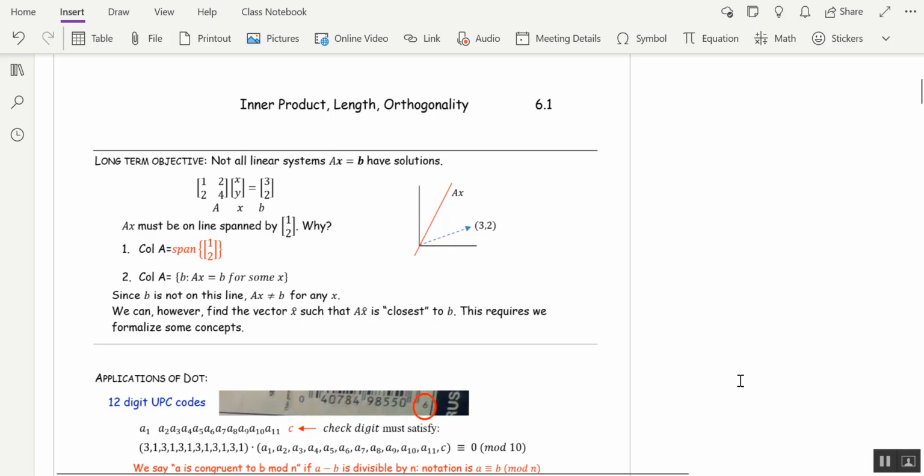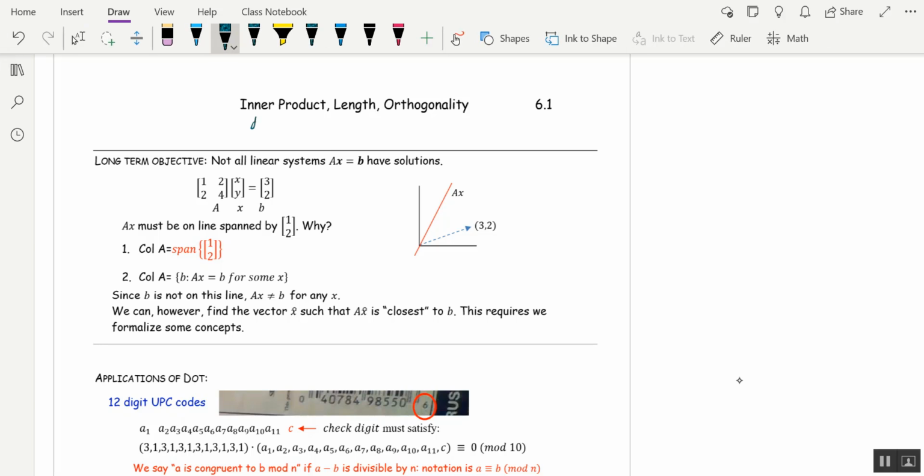To section 6.1. Today we're going to start talking about the dot product, or sometimes it's called the inner product. Let me give you a brief overview of where we're going with this. As we know, not all linear systems are consistent. The example I have here is of an inconsistent linear system.